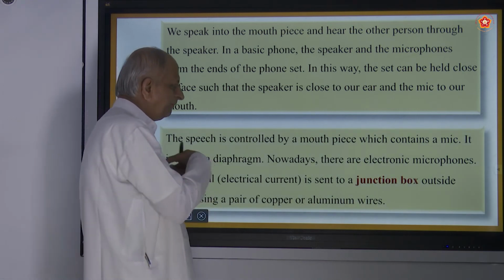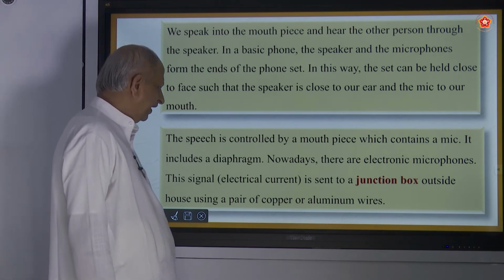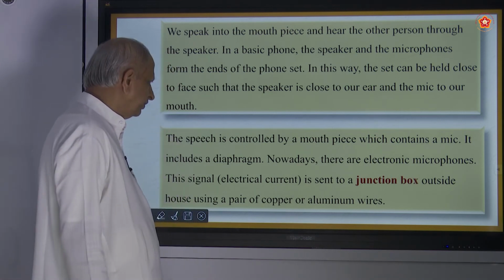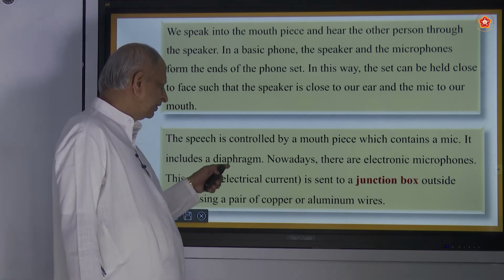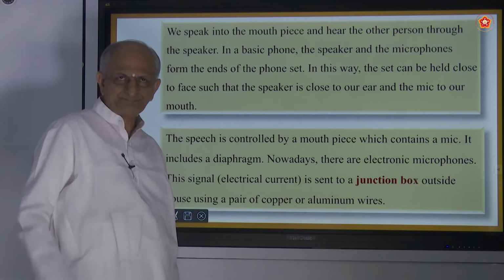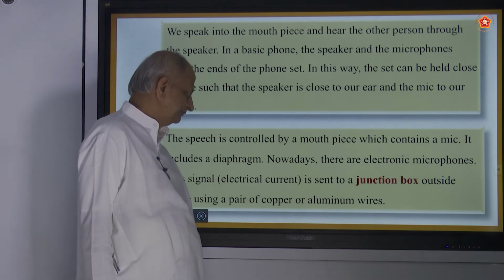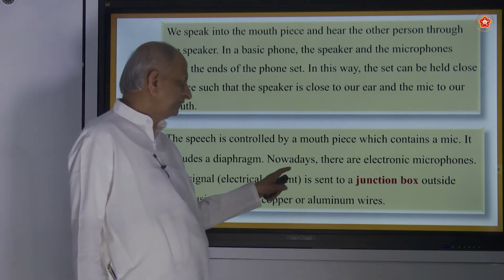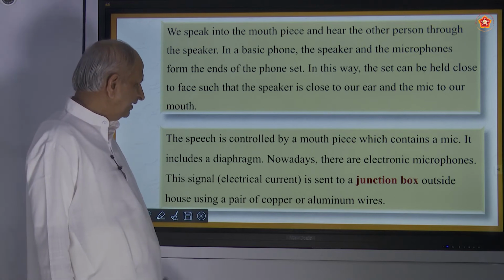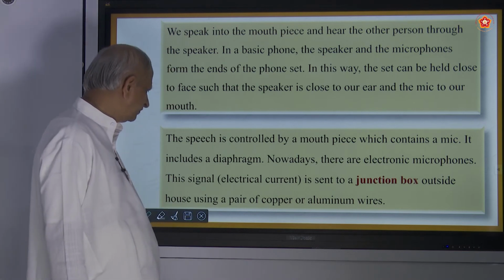The speech is controlled by a mouthpiece which contains a mic. It includes a diaphragm, a thin layer inside. So when you talk into the mic, the layer will be disturbed, and that wave will be transferred to the other side. Now what happens? There are electronic microphones. Earlier that type of set was there, now electronic microphones are used.